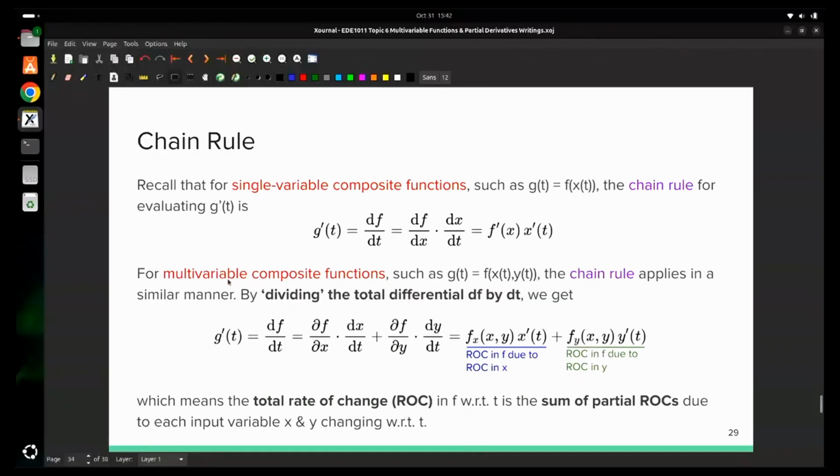Then if you have a multivariable composite function, the chain rule applies in a similar manner, because we just need to divide the total differential by dt. So therefore we have this expression. Can you see? df dt is just del f del x times dx dt, plus the corresponding term for y. Because x is a function of t, you can do a differentiation with respect to t on x as well as on y. Okay? So therefore this is the chain rule for multivariable functions.